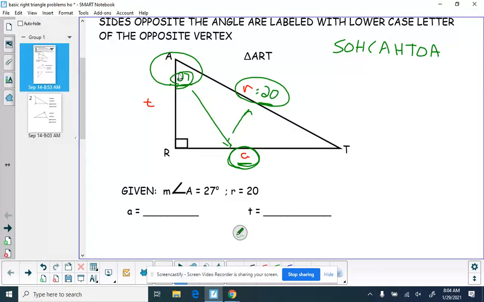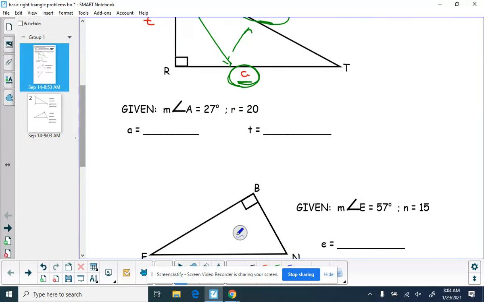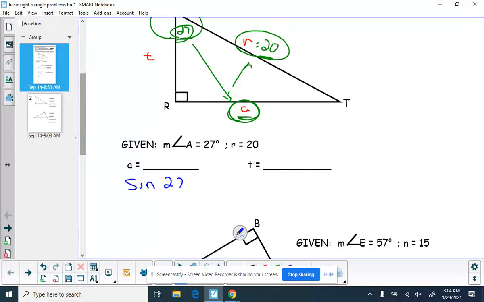So the sine of our angle, which here is 27 degrees, is equal to what ratio? What's opposite? A. What's the hypotenuse? Which is the value of 20. So we have the sine of 27 degrees is equal to a over 20.